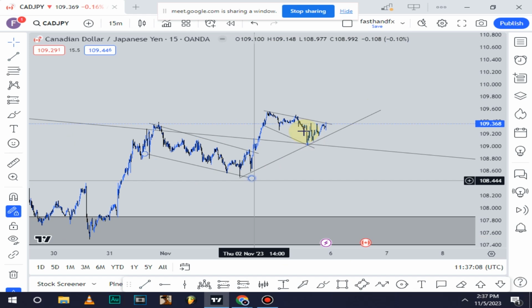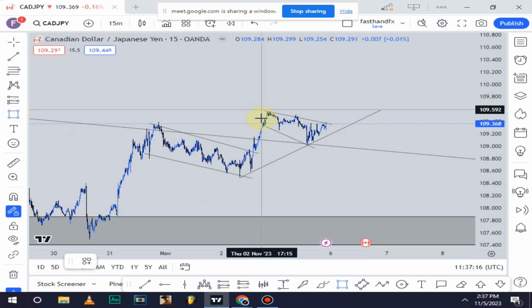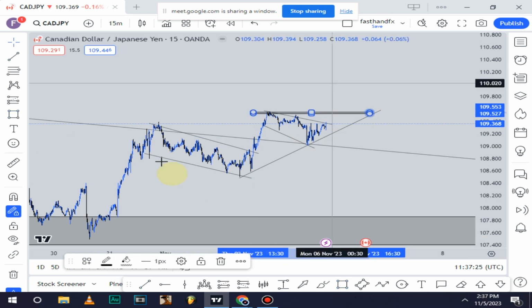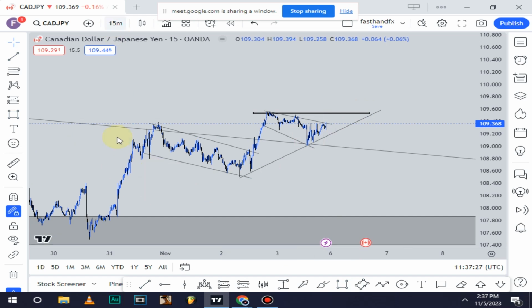This is crazy. So just have to make sure that everything is confirmed. How about we mark this as a high right here? We mark this as a high right there. So now let's go back to the 1 hour.